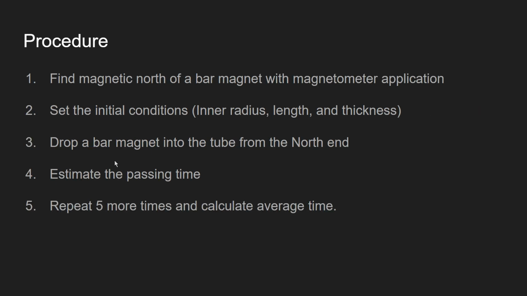And the procedure of the lab is finding the magnetic north pole of the bar magnet with the magnetometer, measuring the initial condition, and dropping the bar magnet inside the tube from the north pole, and then estimating the time 5 more times and calculating the average time.